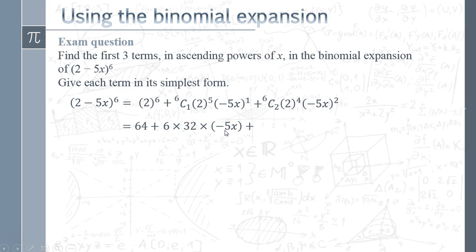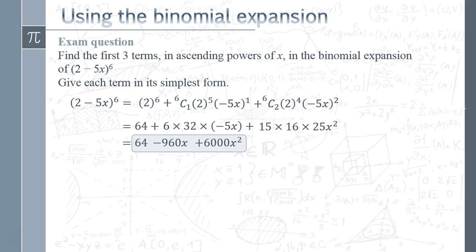There's the minus 5x. And I know because there's a minus there, I know this next one is going to become positive. So minus 5 squared is 25. All that remains to be done now is just do the multiplying. So I've got 64 minus 960x plus 6000x squared.